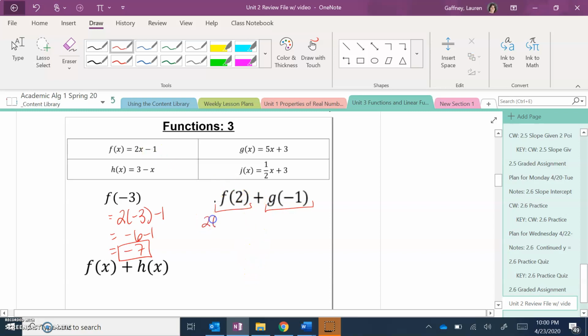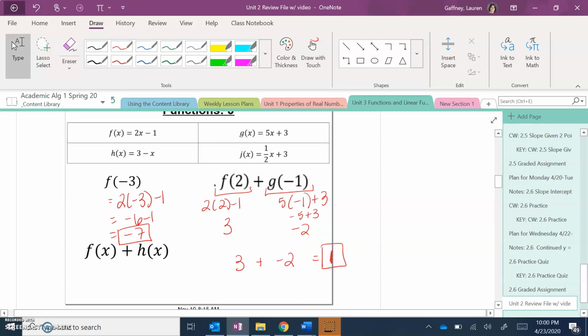So f of 2. So 2 times 2 minus 1. So 4 minus 1 is 3. G of negative 1. So 5 times negative 1 plus 3. 5 times negative 1, so that's a negative 5 plus 3, so that's a negative 2. So 3 plus a negative 2 would actually just be 1.